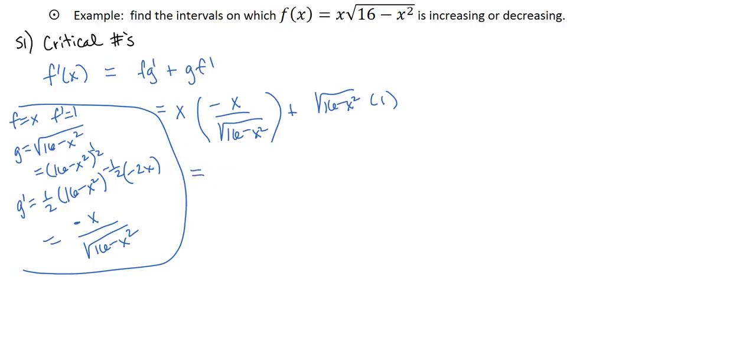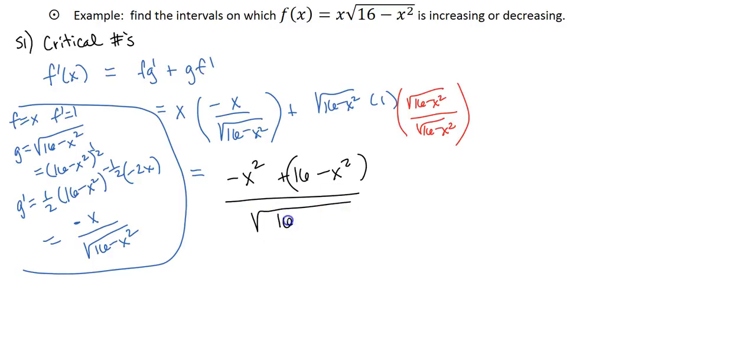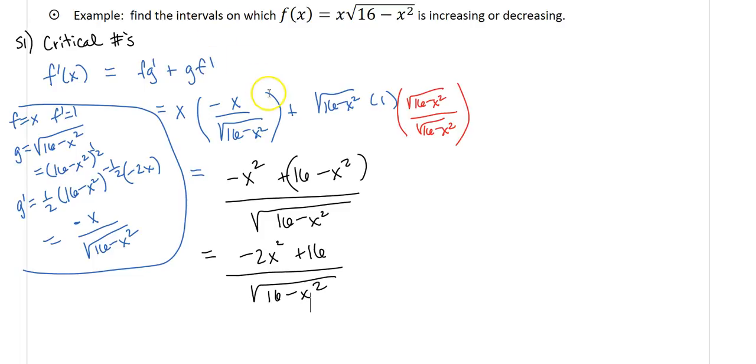And I'm going to find a common denominator, so I'm going to multiply this by the square root of 16 minus x squared over the square root of 16 minus x squared. So that gives me negative x squared plus 16 minus x squared divided by the square root of 16 minus x squared, or negative 2x squared plus 16 divided by the square root of 16 minus x squared. Okay, so all that just to find the derivative. And the reason why I need the derivative is because I need to know where it doesn't exist and where it is equal to 0.